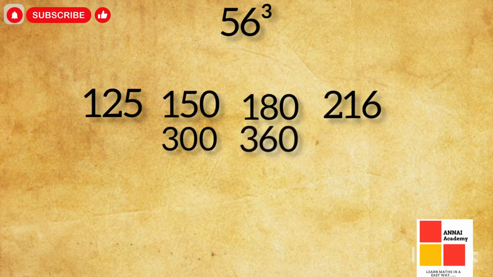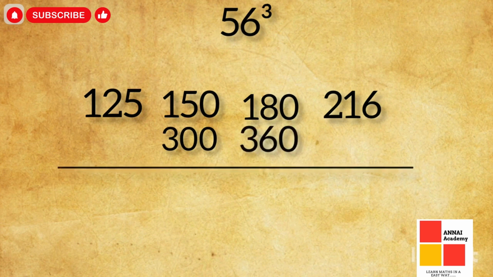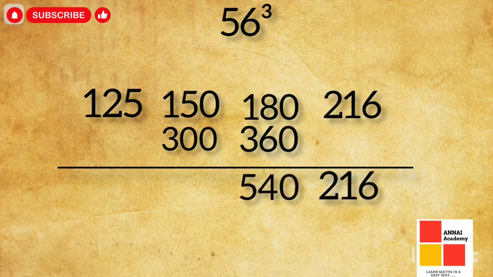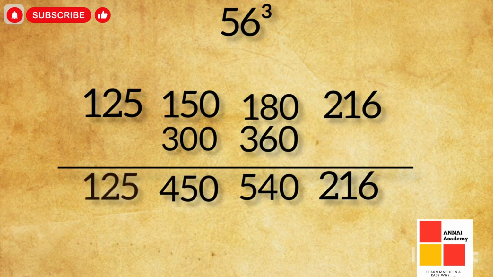Now we have to sum it. We have to do the sum process from the right side. So 216 will be 216. After that, after summing 180 and 360, we will get 540. Now after summing 150 and 300, we will get 450. Our second step is complete.